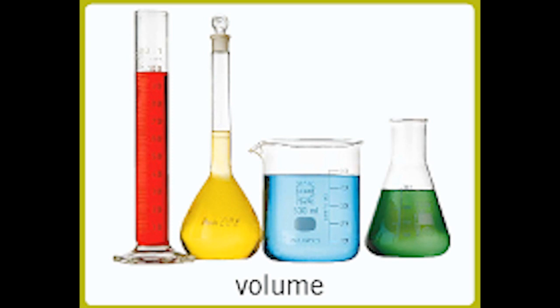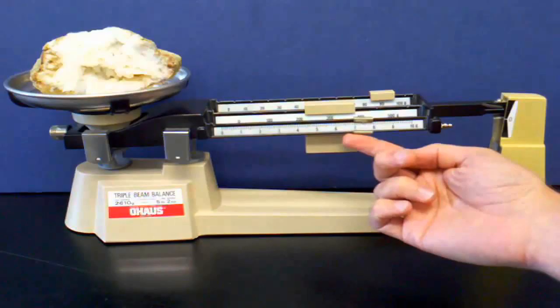Solids and gases also have volume. To measure their volume, put a liquid in a graduated cylinder. Then put in the solid or blow the gas into the liquid. The change in the level tells you the volume of the solid or gas.